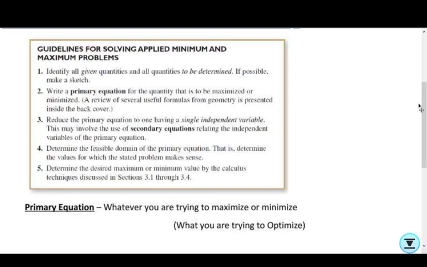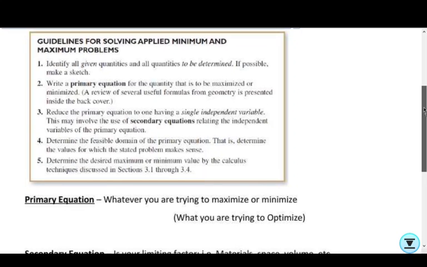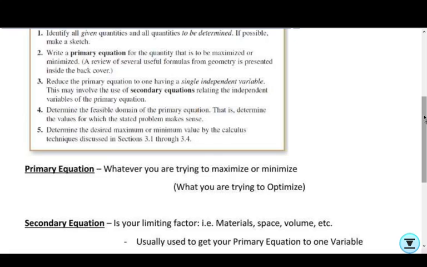Now, your secondary equation is basically like your limiting factor. It's the other piece of information that you need. Okay, generally in real world problems, you're talking about like materials, space, the amount of volume. Okay, and that's what usually gets your primary equation down to one variable.